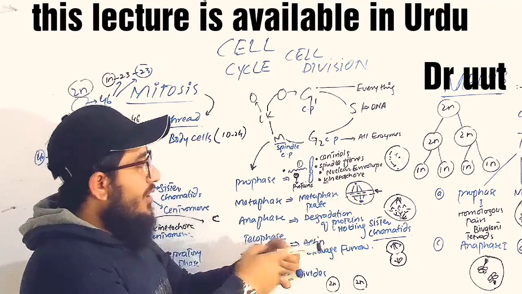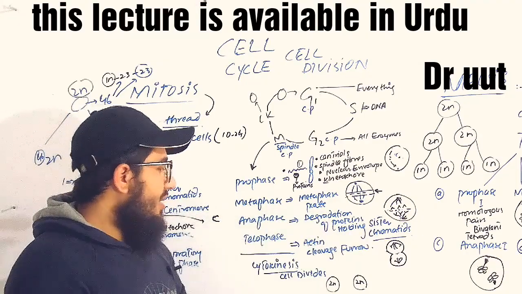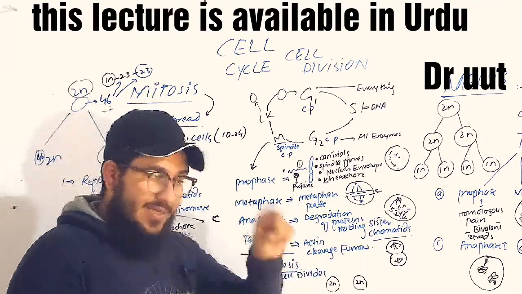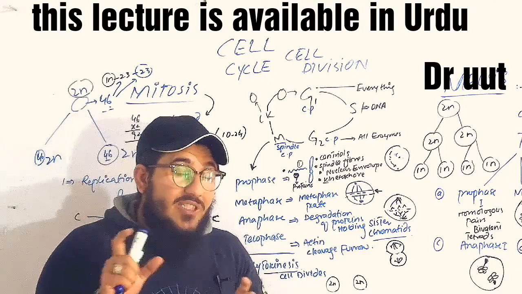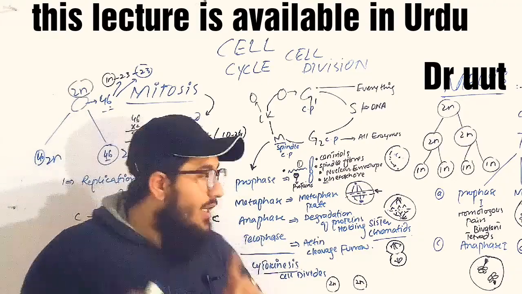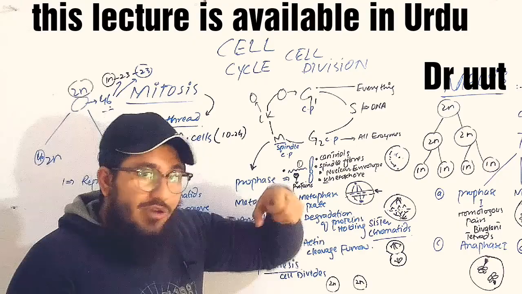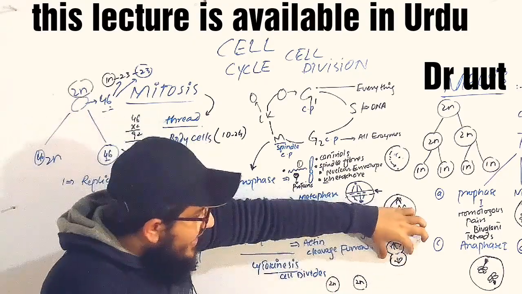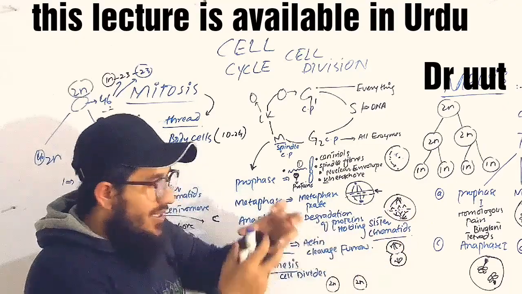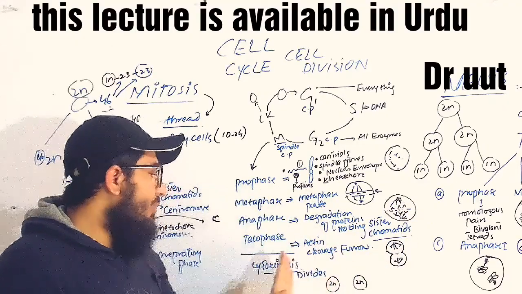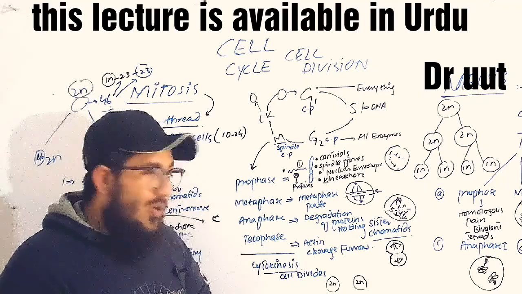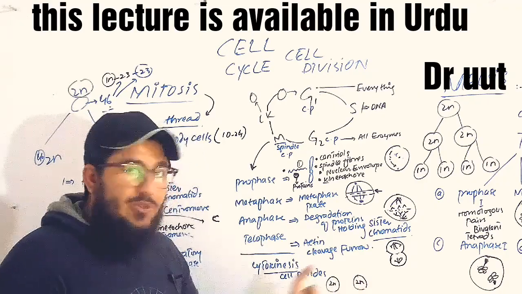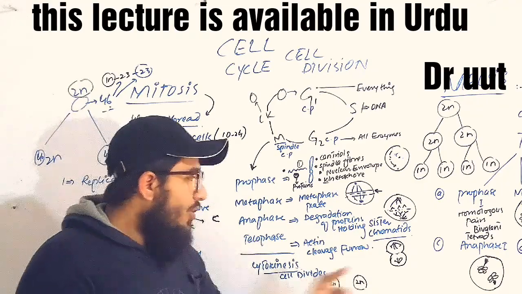In the middle of the cell, there is a ring of actin filament. You know actin and myosin are responsible for the contraction of muscles. That actin will cause contraction, a kind of furrow, meaning it will cleave. It will start cleaving, breaking the cell into two, and this breaking will complete in the cytokinesis. Then two cells will be formed, each containing the diploid number of chromosomes.